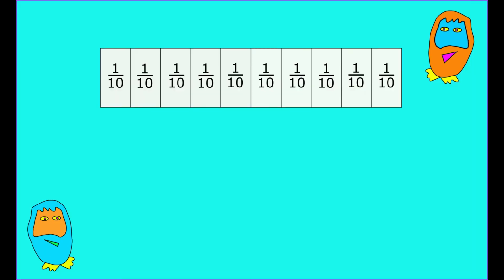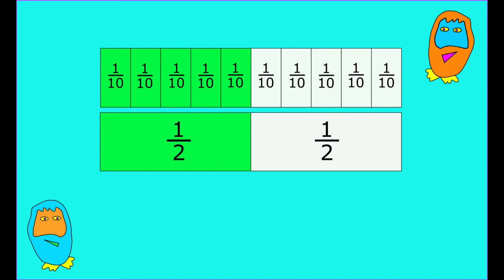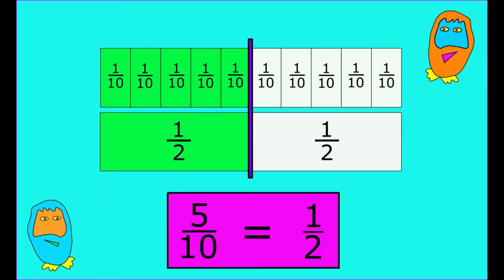Here we have a bar split into 10 equal pieces. And let's colour in 5 of those, that's 5 tenths. And let's compare it with the same size bar. Actually, we could split that into 2 equal pieces. And each of those is 1/2. So that tells us that 5 tenths is equal to 1/2.